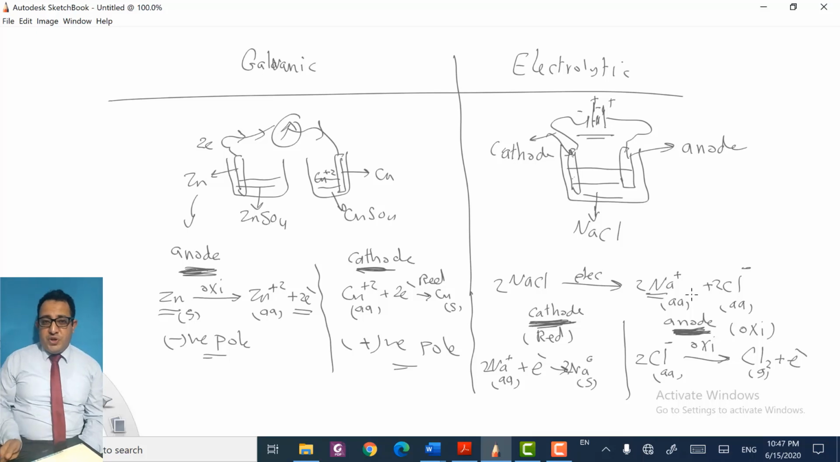I think that was a small brief about the difference between the electrolytic cell and the galvanic cell. Inshallah, next time we are going to talk in more detail about the electrolytic cell.